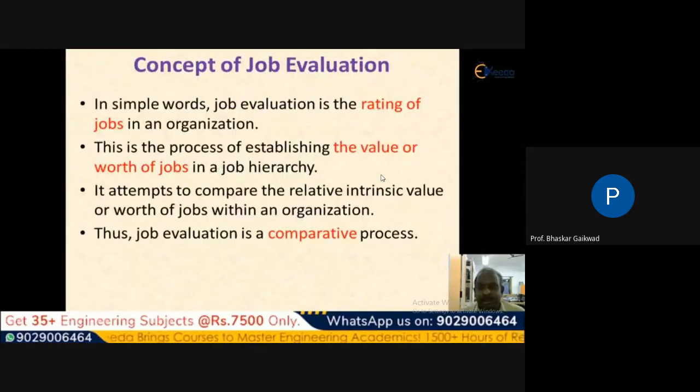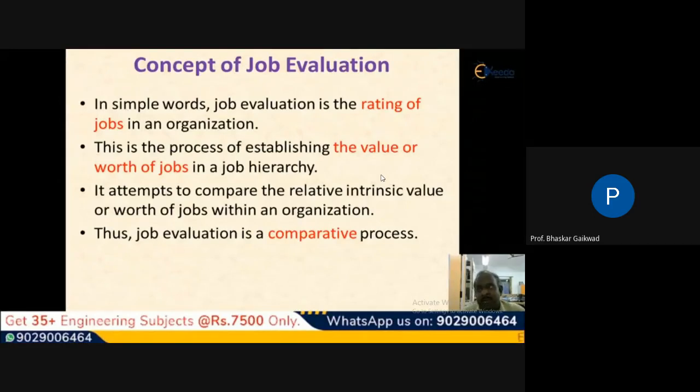So what is the concept of job evaluation? In simple words, it is the rating of jobs in an organization. In an organization, you can have a lot of jobs, like inventory, material handling, machining, quality check. These are all called jobs. Now you are going to rate jobs. Rate in the sense that you are going to make a hierarchy of these jobs in order to know the value of each job.